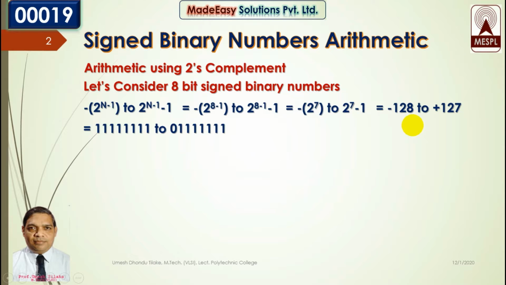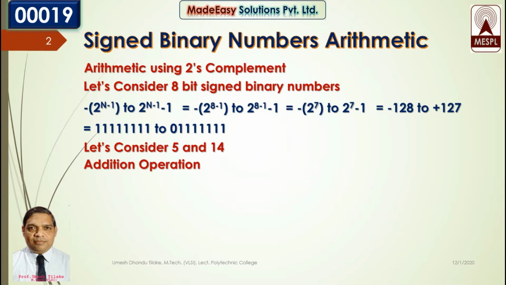Now let us consider any two numbers which lie in this range, minus 128 to plus 127. So let us consider 5 and 14. Now we will perform arithmetic operations on these two numbers. First we will perform the addition operation. Now we have four possible cases here.